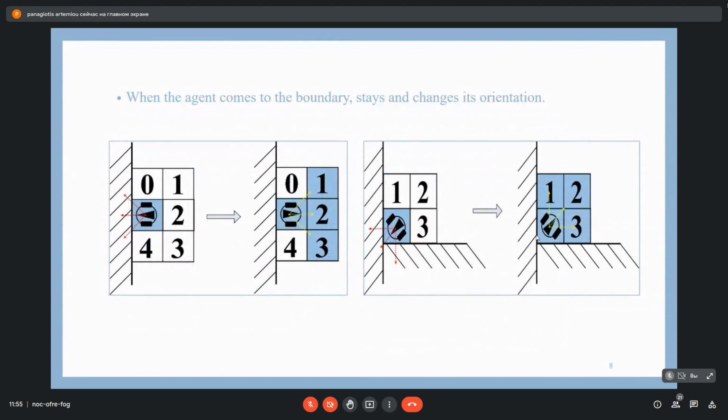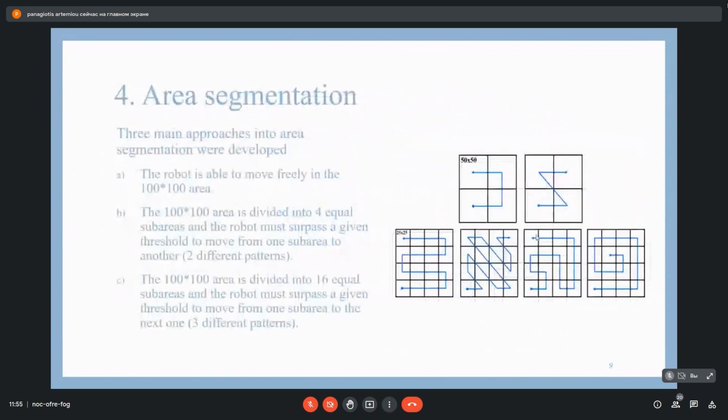Also, the algorithm is such that in each iteration, the robot is prompted to make a move. If that move is not allowed, for example, if that move prompts the robot to cross a boundary, the robot stays at the same place and changes its orientation and waits for the next allowable move. This is similar to a mirror map.